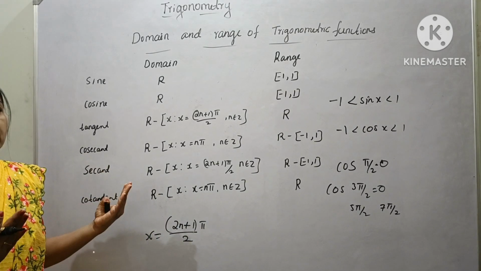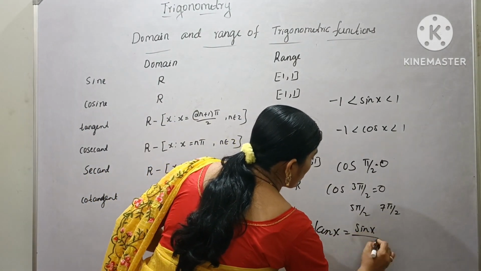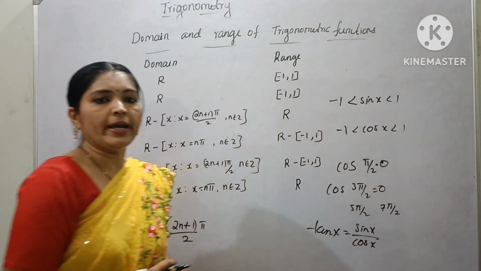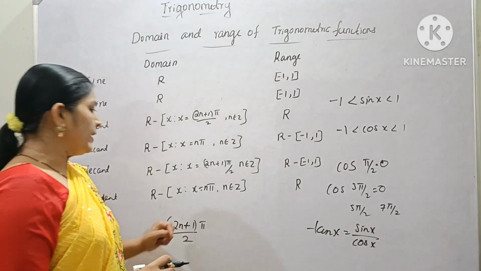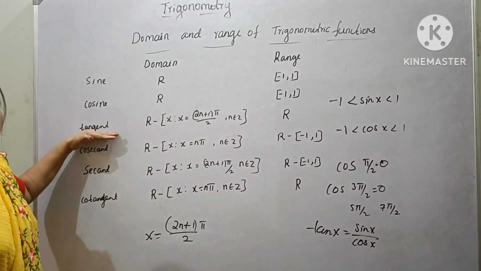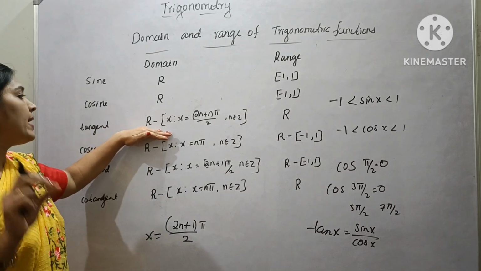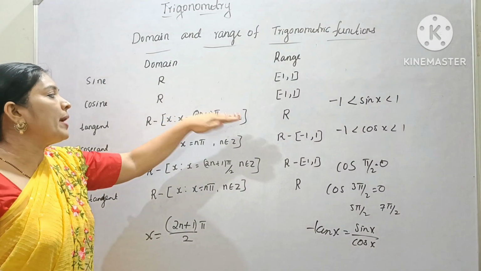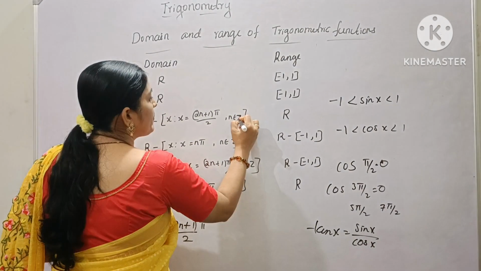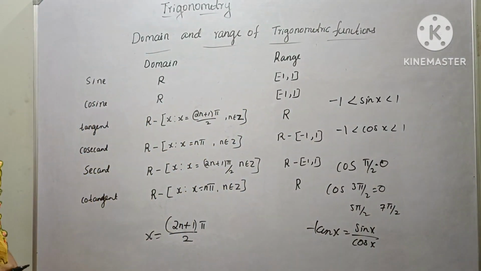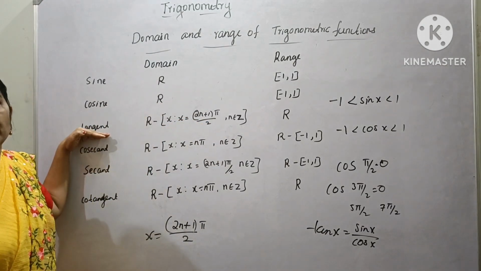When cos x is 0, tan will not be defined. Why? Because tan x is nothing but sin x by cos x. Cos x is in the denominator, right? So when the denominator is 0, it will not be defined. So tangent is defined for R minus all the values of the form (2n plus 1) pi by 2, where n is an integer. Except these values, tangent is defined.